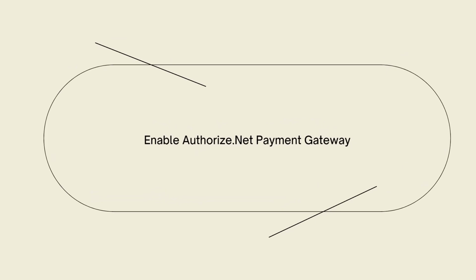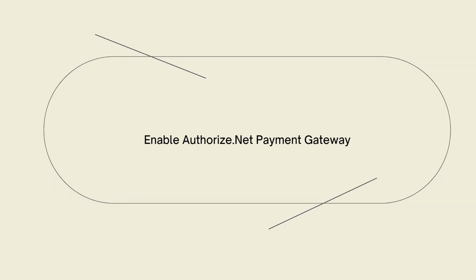Enable Authorize.net Payment Gateway. Under the Payments tab, you will see various payment options. Find Authorize.net and click on it to enable it as a payment gateway.